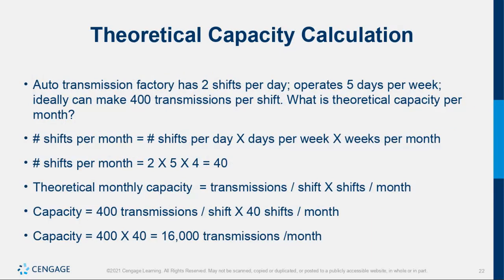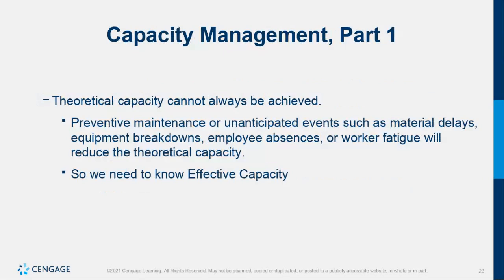So we talked about how to calculate a theoretical capacity. It's fairly straightforward math. I won't go through this again, but this is, if nothing wrong happened, how many transmissions could a transmission factory with 2 shifts produce given certain parameters? And we went through the math on that, and you can tell it's basically just straightforward multiplication. Then we also talked about reiterating that idea that theoretical capacity typically cannot be achieved because of all the things that are going to go wrong.